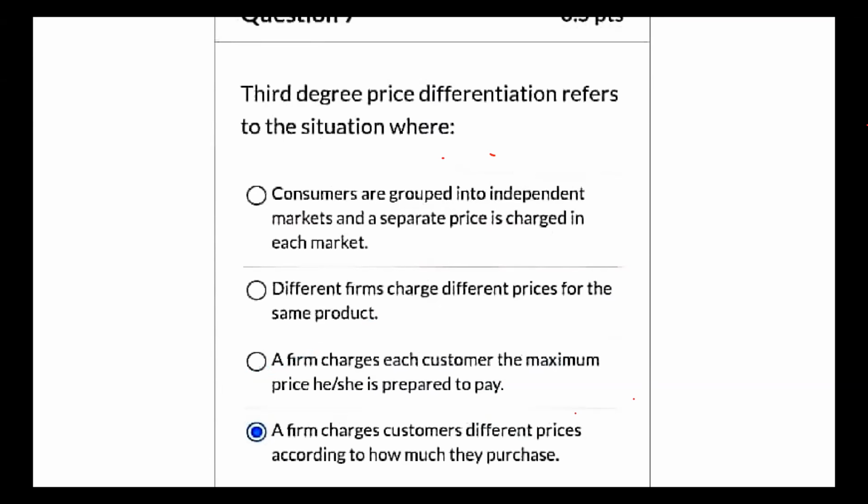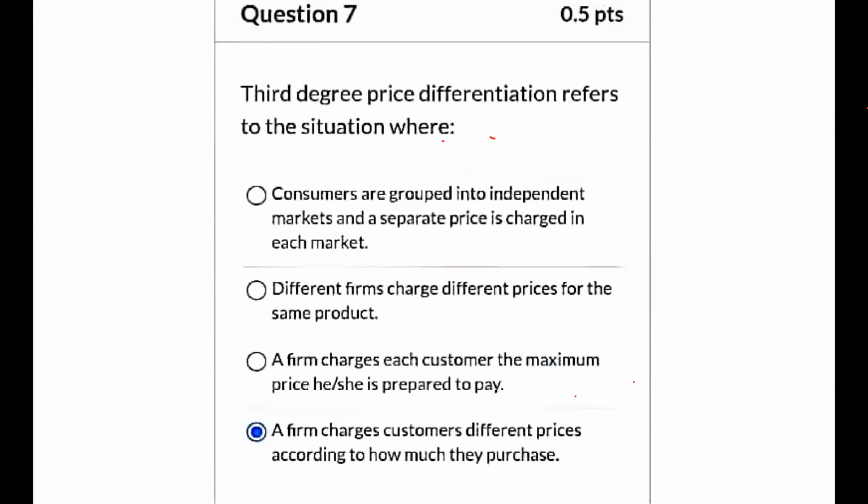Yeah, so with the second degree, what happens is that now you charge people according to their geographical positions, where they come from. Have you ever known that there are some that are charged according to where you are coming from? Would you give an example of that?